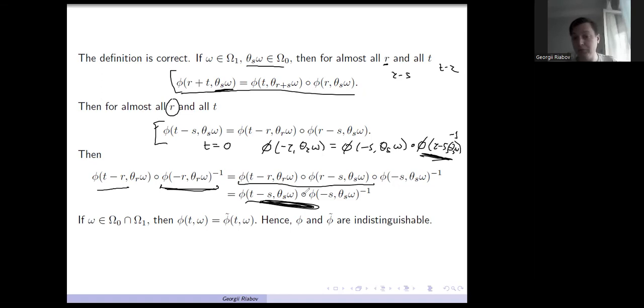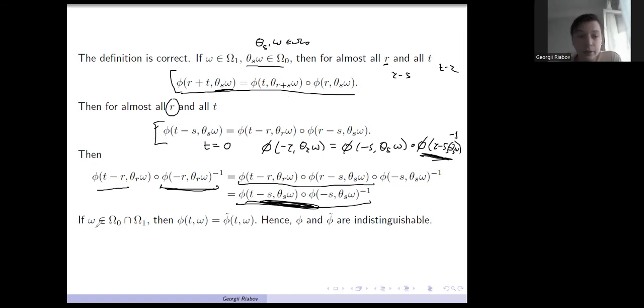So if we replace theta s omega with some other theta s prime omega from omega 0, then we can choose r the same for s and s prime and deduce that actually this mapping is independent of s. So phi tilde is well defined.